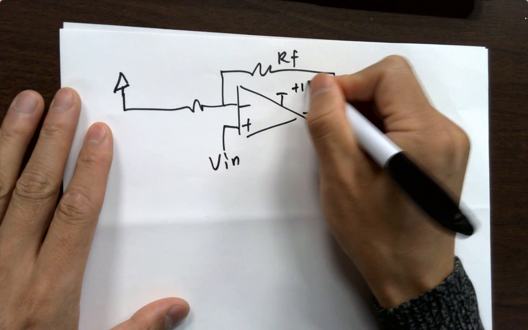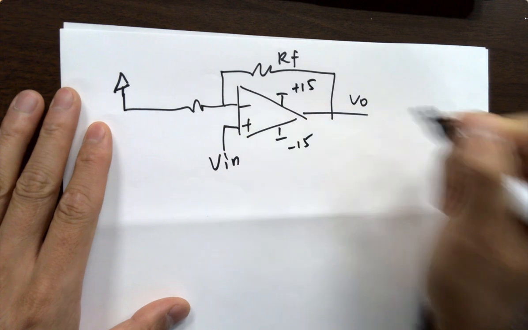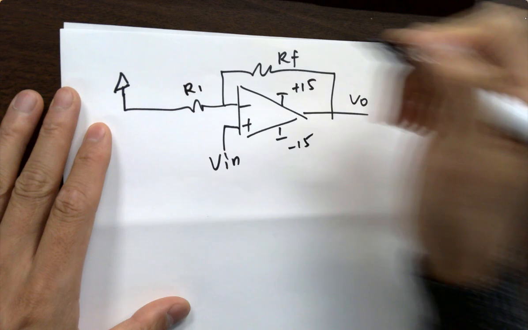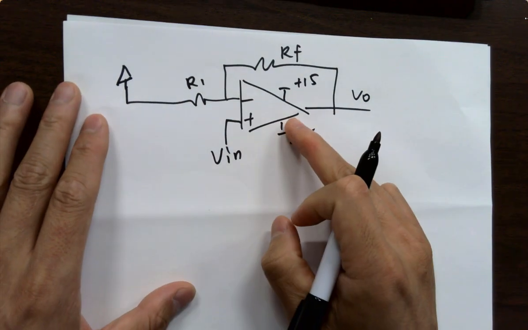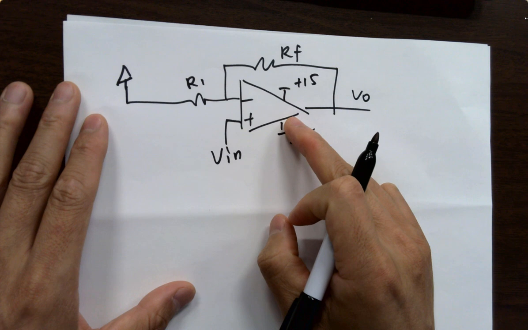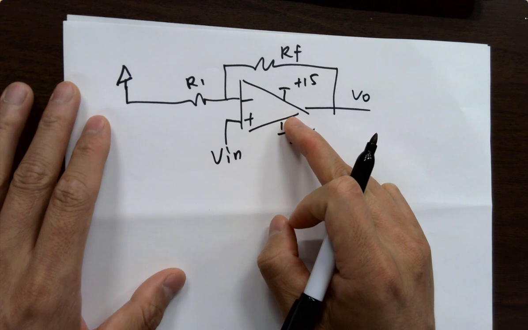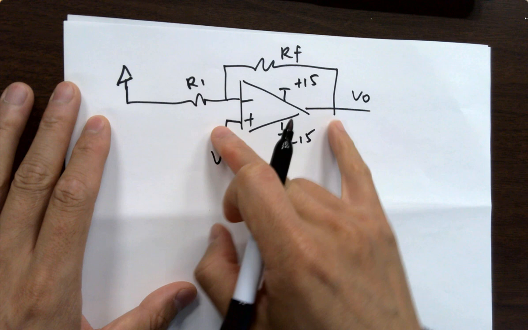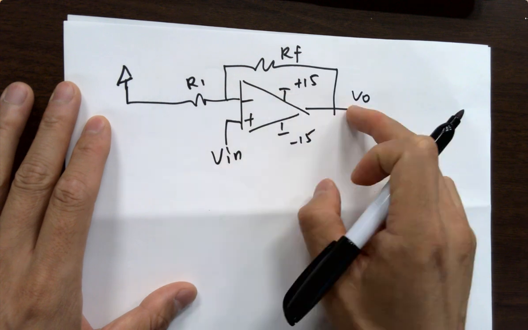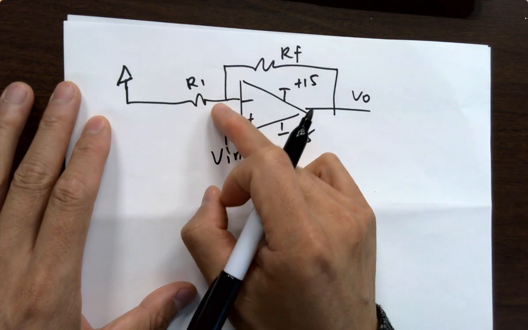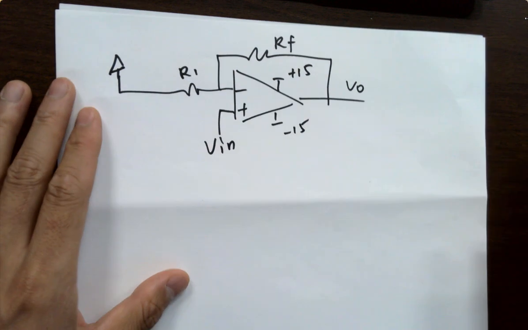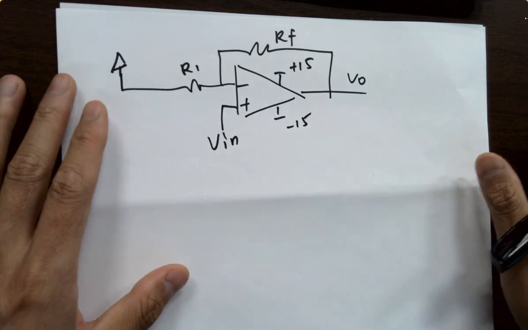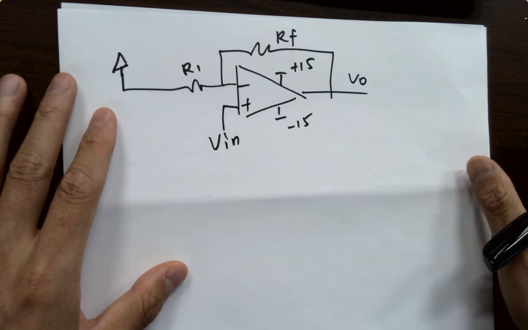And you have plus 15 and minus 15. Let's code R1 here. All right. Is this an ideal op-amp? Yes, we always assume it's an ideal op-amp. Okay. Is there a negative feedback? Yes, it's negative feedback. Connect V out to the inverting terminal. So negative feedback, no problem. All right. So what's the conclusion? Immediately can draw from this. What's the conclusion?